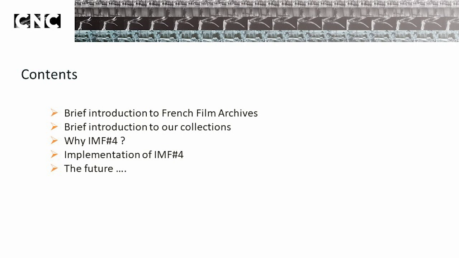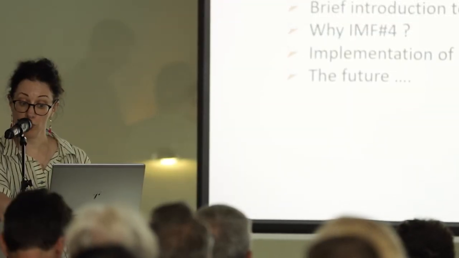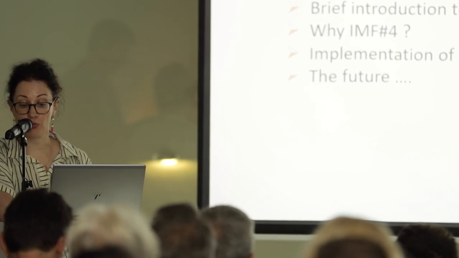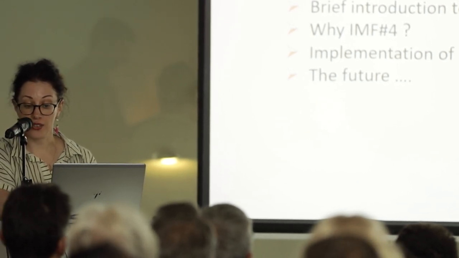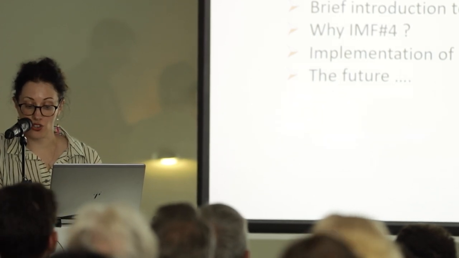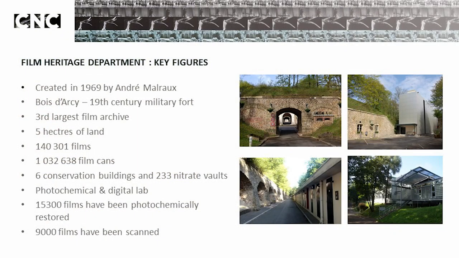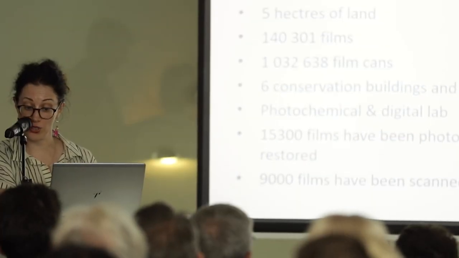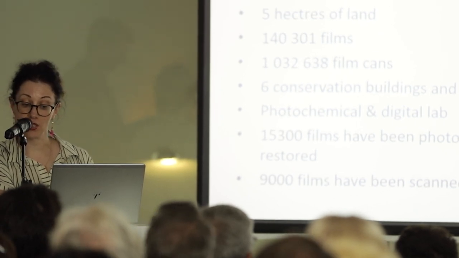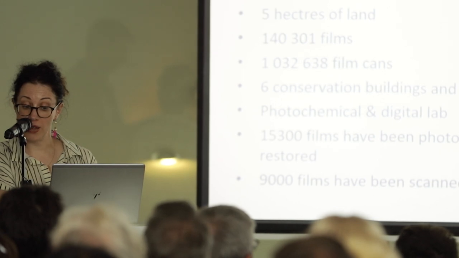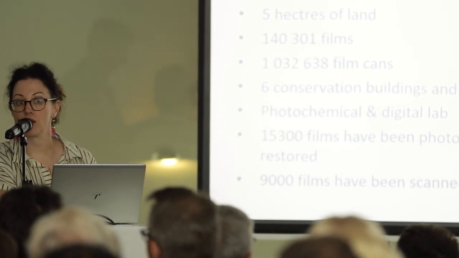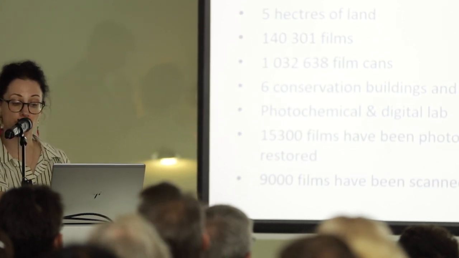So this presentation is mainly to introduce you to who we are, and also to talk a little bit about the birth of IMF Application 4. I'm going to briefly present to you our film heritage department and then push on to why we wanted an IMF application. So in a nutshell, our archive was created in 1969 by the then cultural minister, André Malraux. This year, it's our 50th anniversary. Over the years, we have had voluntary and legal deposits, and we have up to 140,000 titles today in our collection. We're 35 minutes outside of Paris. We are the third largest archive in the world behind the Library of Congress and also Gosfilmofond.